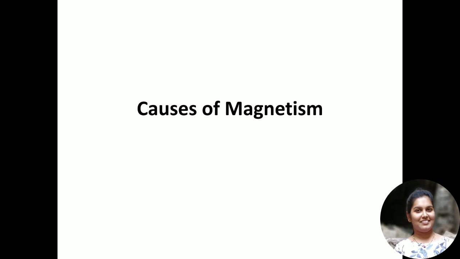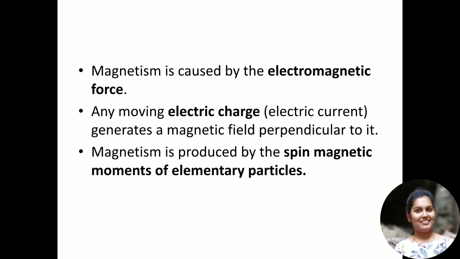Now, as we have seen some of the basic properties of a magnet, we'll move on with the presentation with the causes of magnetism. This magnetism force is an invisible force. In general, we can state that magnetism is caused by electromagnetic force, which is one of the four fundamental forces of nature. Any moving electric charge, that is nothing but electrical current, generates a magnetic field perpendicular to it.